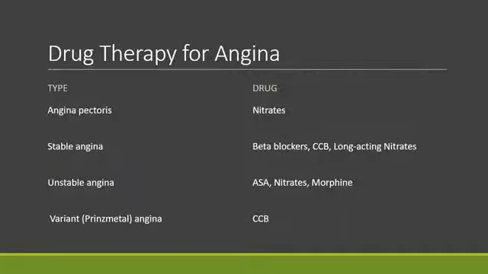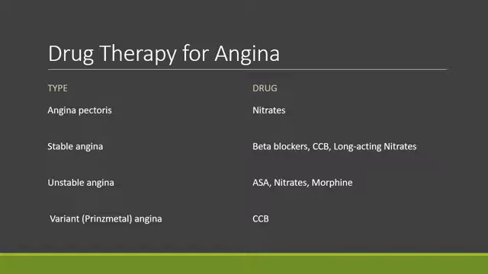So we can see the different drug therapies for the different types of angina. So angina pectoris, typically patients are on nitrates. They'll be carrying around little nitrate tablets with a spray. They have the chest pain, they take the nitrates, it causes vasodilation, relieves the chest pain, and then they go back to normal. With stable angina, they can be on beta blockers, calcium channel blockers, or longer lasting nitrates.